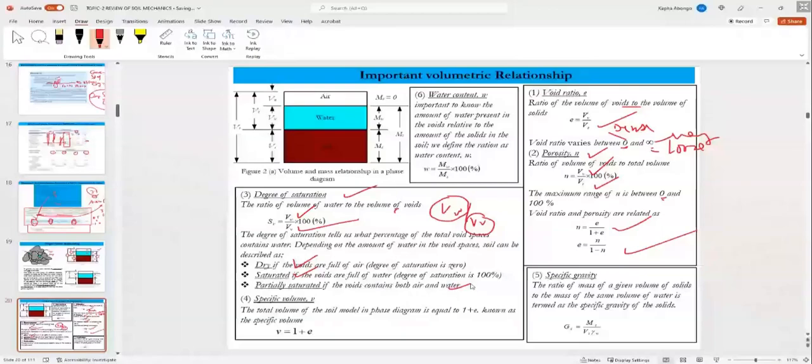Now the specific volume is the volume over the void ratio. Let me not explain all. The specific gravity will be the mass of solid over the mass of the same volume of water, given by that formula. You know this from basic soil mechanics, from basic mechanics.